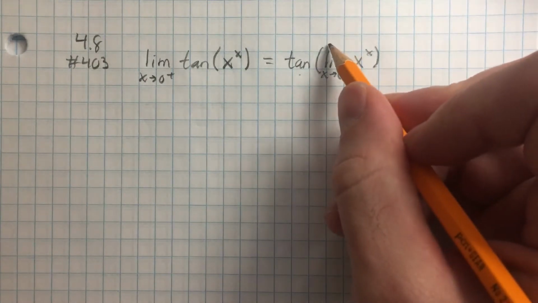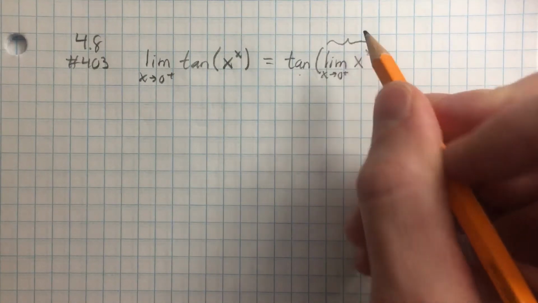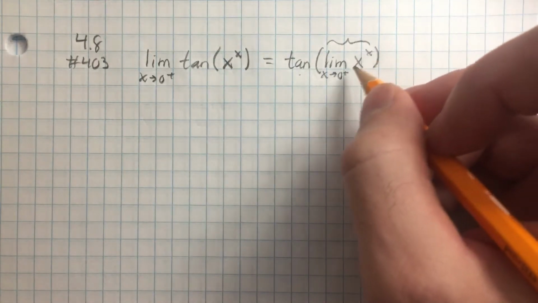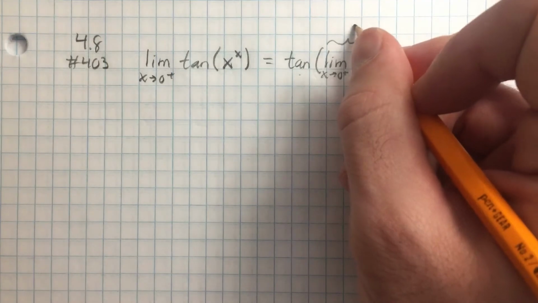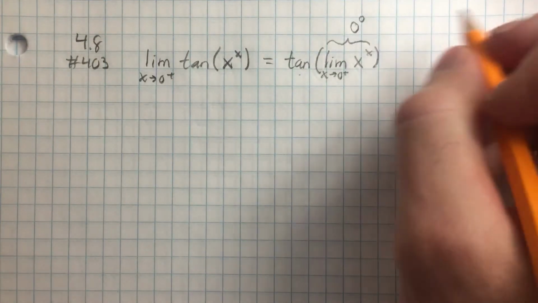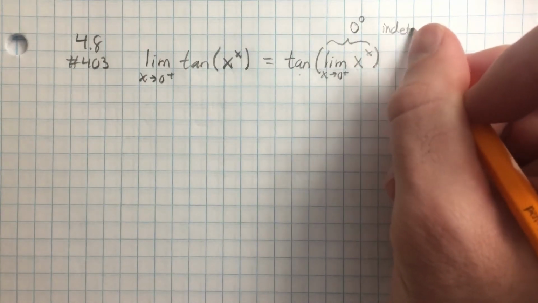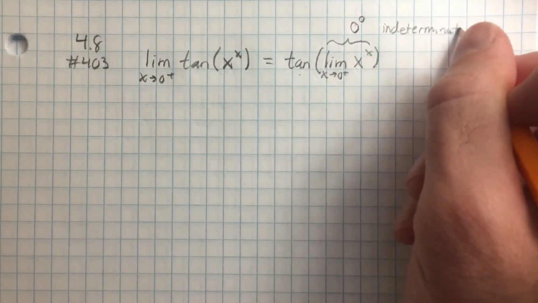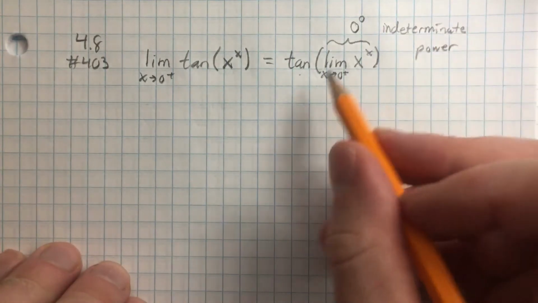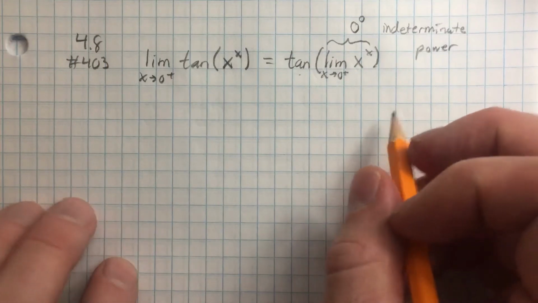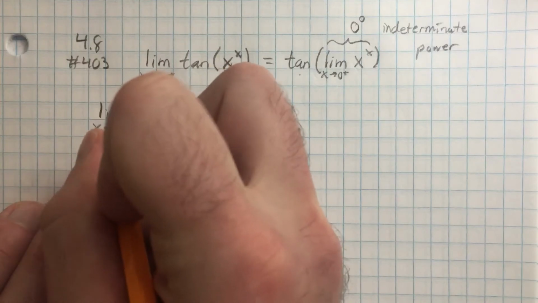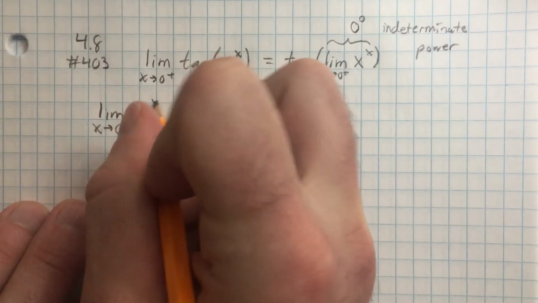So the whole thing really revolves around this limit, having nothing so much to do with the tan per se. So we recognize this limit as being a 0 to the 0, 0 raised to the 0, indeterminate power, and so therefore we should try to rearrange it so that we can use L'Hopital's rule on it. So let's take it out of context, not worry about the tan so much. So, limit as x approaches 0 from the right of x to the x.